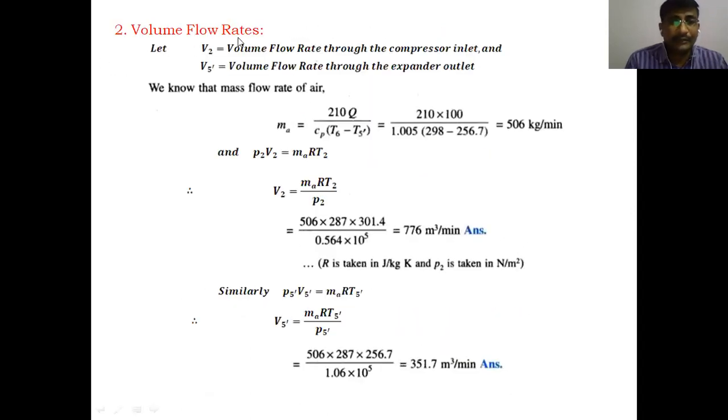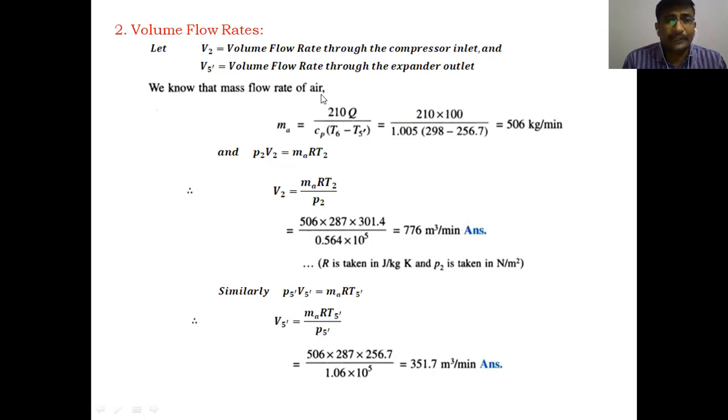Then the second bit is volume flow rate. Volume flow rate at the inlet of the compressor and at the outlet of the expander is asked in the problem. So at the inlet of the compressor, the condition is 2. So V2 is the volume flow rate to the compressor at inlet, and V5 dash is the condition of air after expansion in the cooling turbine. Therefore, V5 dash is the volume flow rate at the expander outlet. These two are the parameters we are going to find in the second bit.